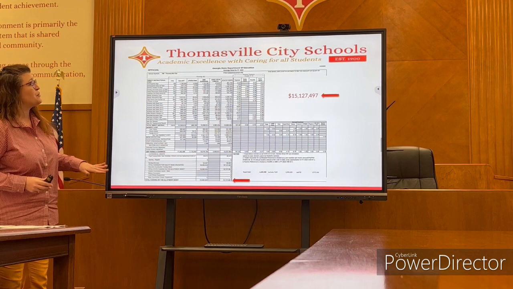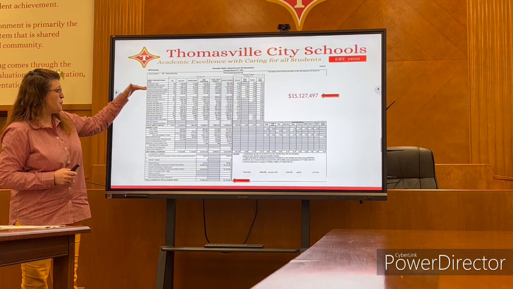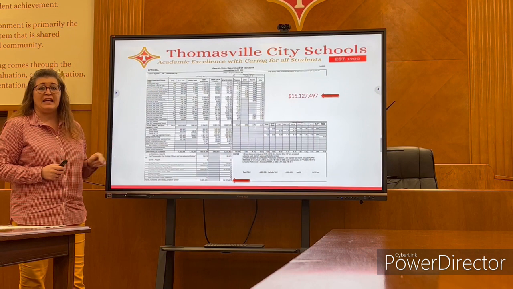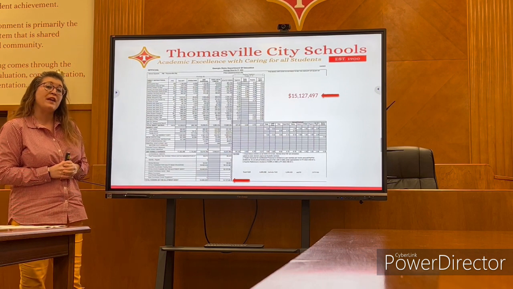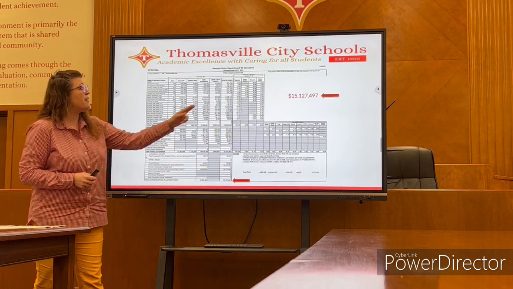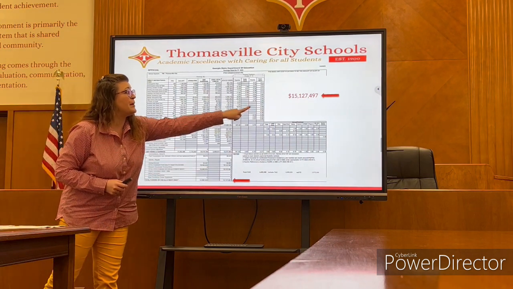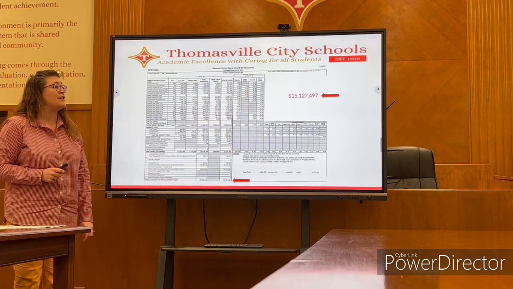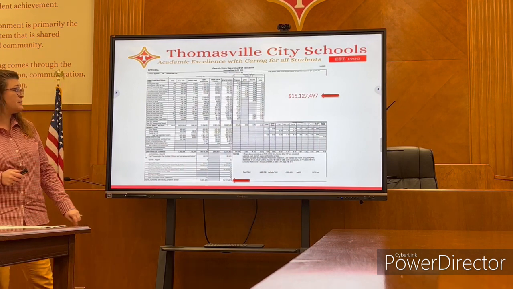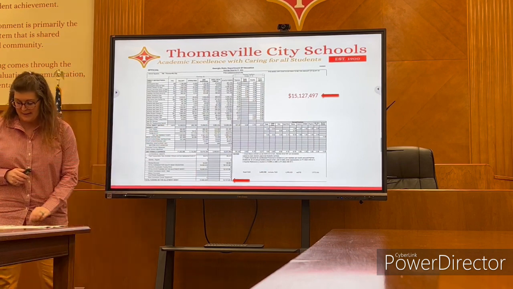This is Thomasville City Schools' current allocation sheet for QBE. It tells us each program of education that we offer our students. The number of FTE is the full-time equivalency or the enrollment of our students in those different categories of education. And then we have our total state funds. So for this year, we are receiving $15,127,497 in QBE money. This is based on a total FTE of 2,610 students.